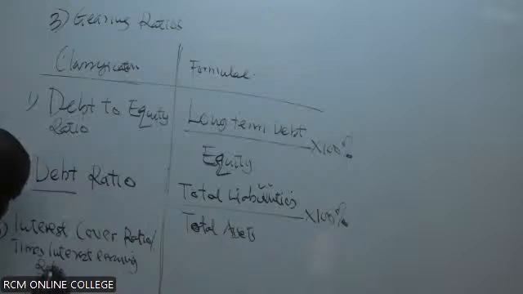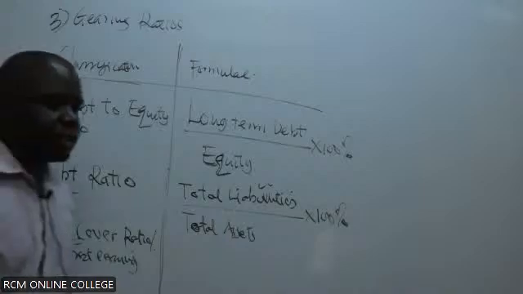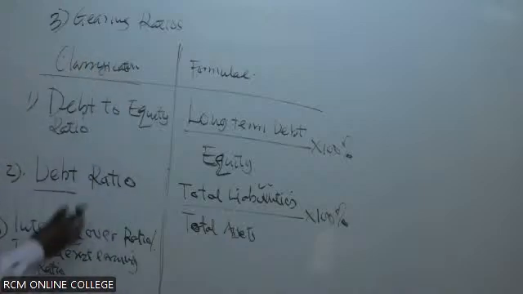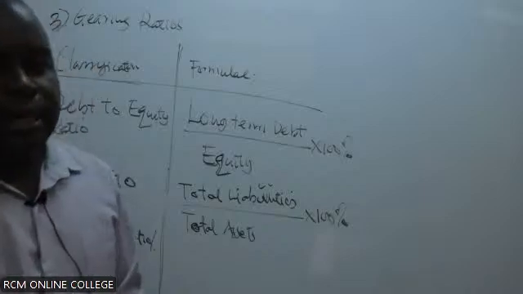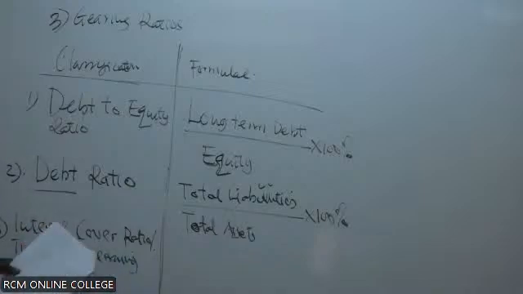So what is the formula for this one? Just from the word interest cover, we're looking at whether we will be able to cover the interest or the finance cost in the company. Remember, when you borrow, you'll be charged interest. So with the interest cover ratio, we are trying to find out, as a company, we've been charged this interest, but will we be able to cover it?